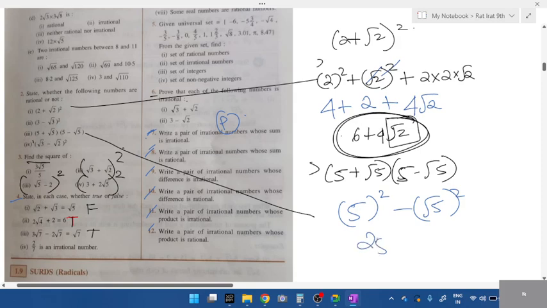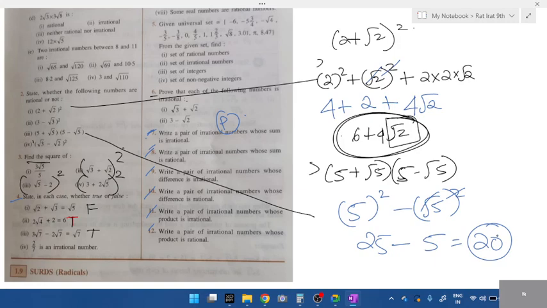What is 5 square? 25 minus square root of 5 is 5. So 20, right? 20 is what? Perfect square number. I mean, not perfect square number, it's a rational number. Clear?